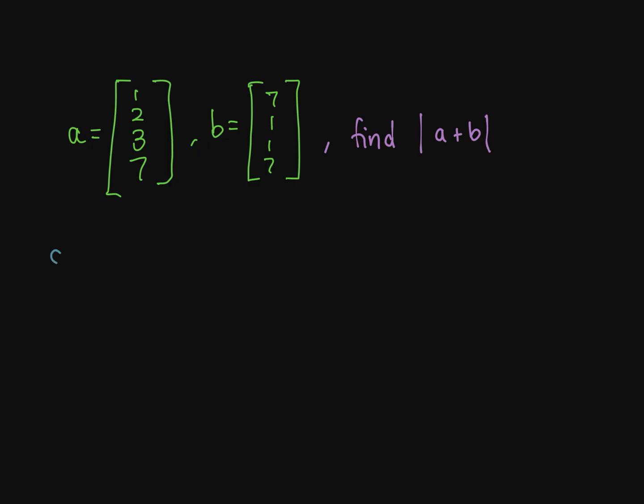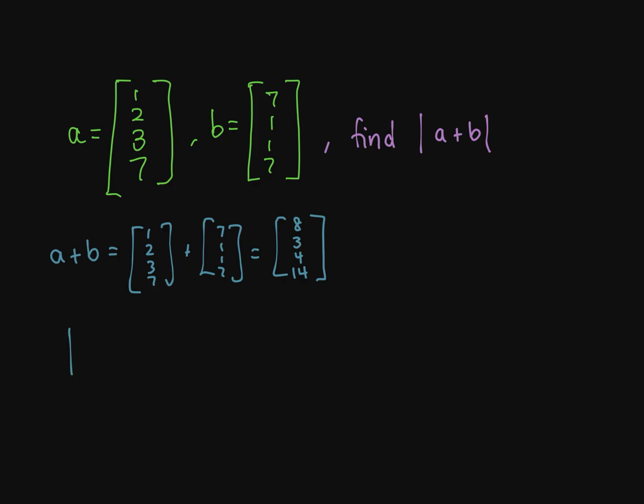First, let's add the vectors a and b to get the sum vector. So we have 1 plus 7 equals 8 for the top component, then 2 plus 1 equals 3, 3 plus 1 equals 4, and 7 plus 7 equals 14. So our sum vector should be 8, 3, 4, and 14. Now let's find the magnitude of this sum vector.